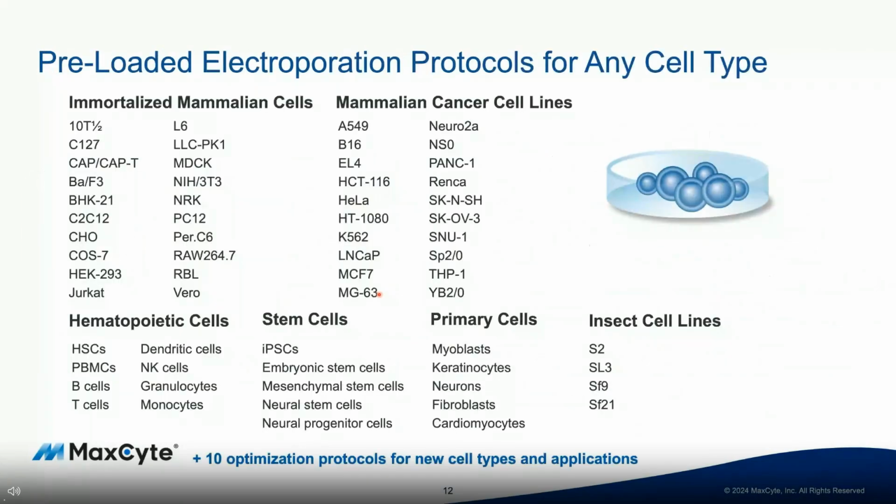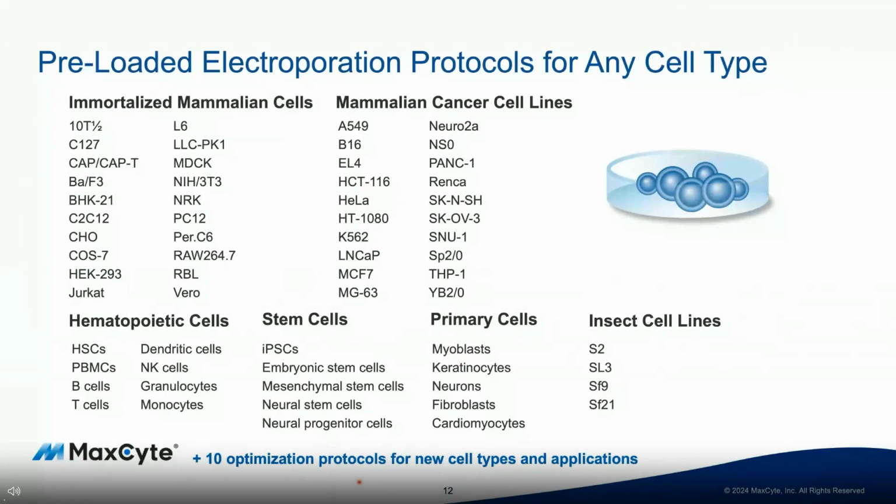So just going on to preloaded electroporation protocols on the MaxCyte instruments, as I mentioned in the last slide, we have pre-optimized protocols for immortalized mammalian cells, including common ones like CHO and HEK293, or cancer cell lines such as K562 and A549. We have a number of optimized protocols for hematopoietic cells, including HSCs, activated and resting T cells, and NK cells. We also have protocols optimized for human-induced pluripotent stem cells and difficult to transfect keratinocytes. Also, for protein production customers using insect cell lines, we have protocols optimized for insect cell transfection.